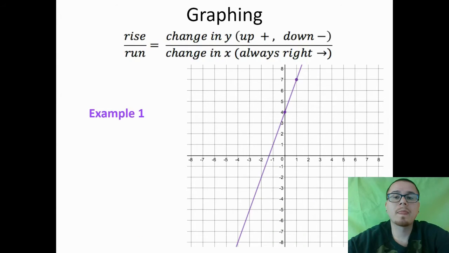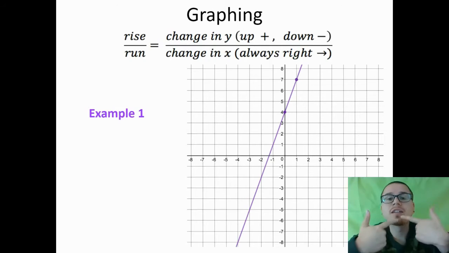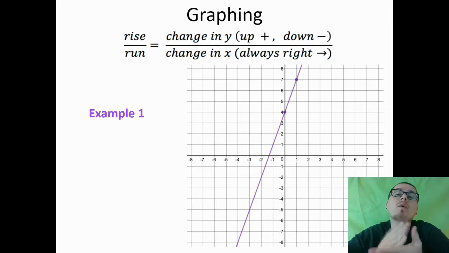So to graph, you have to do rise over run. I will be washing my hands after this. Yeah, touch my face. Change in y, change in x. Now these are linear, so these are going up by the same amount every time. Talking about corona, it's not linear. We'll talk more about that later.